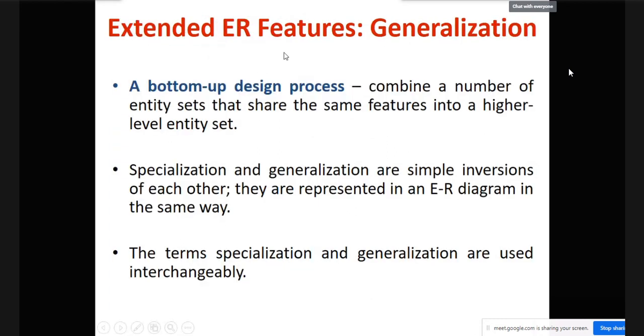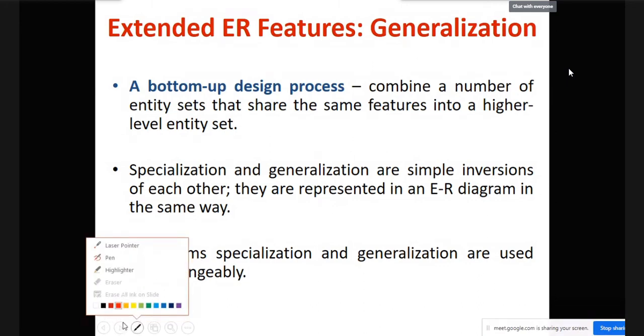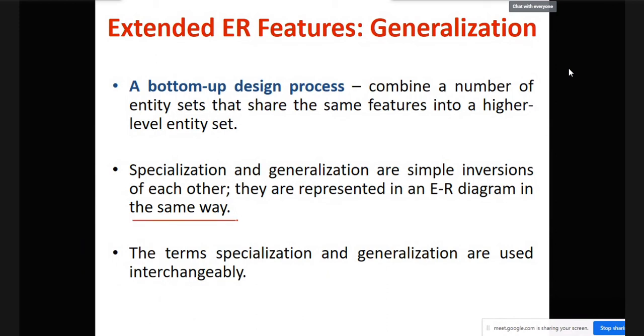So generalization is a bottom-up process. Combine a number of entity sets that share the same features into a higher level entity set. Okay. Specialization and generalization are simple inversions of each other. They are represented in an ER diagram in the same way. This is one of the important concepts. Represented in an ER diagram in the same way. Don't show any difference in representation. Only the way you are looking at it is different. Okay. The terms specialization and generalization are used interchangeably. Top to bottom, specialization. Bottom to top, generalization.